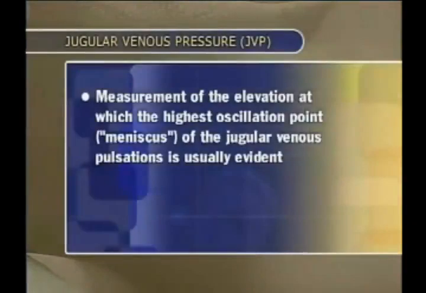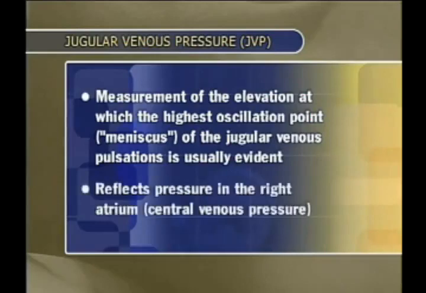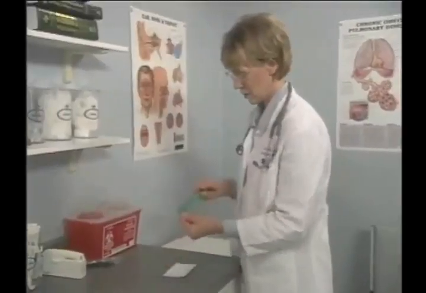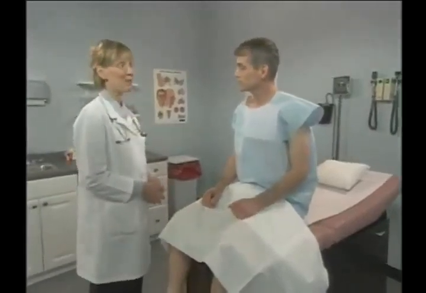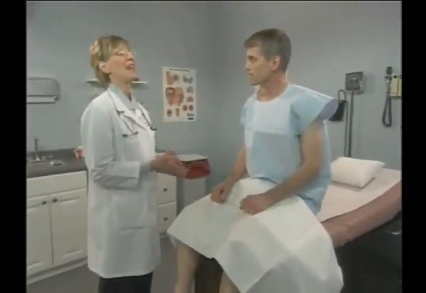Jugular venous pressure, or JVP, is a measurement of the elevation at which the highest oscillation point, or meniscus, of the jugular venous pulsations is usually evident. The measurement reflects pressure in the right atrium, that is, central venous pressure. Estimating the patient's JVP is one of the most important and frequently used skills of physical examination, and often the first step in your cardiovascular assessment.